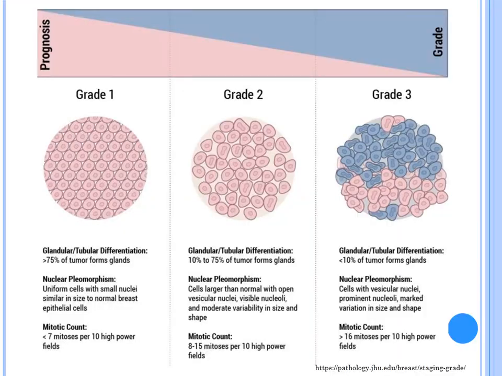So in grading, you have to look at the cells, you see. In grade 1, it's still well differentiated, but then it will undergo de-differentiation, in grade 2 about 10 to 75% of the tumor still forms glands, but if you look at grade 3, less than 10% will form the glands. Now, if we look at the nucleus in grade 1, these cells are still uniform, small nuclei, maybe mitosis is 7 per high power field, but in grade 2, it's already pleomorphic, you have cells larger, they have vesicular nuclei, variation in size and shape, and more mitosis, 8 to 15. And with grade 3, you have already nuclear pleomorphism, you have prominent nucleoli, variation in size and shape, more mitosis, about 16 mitosis.